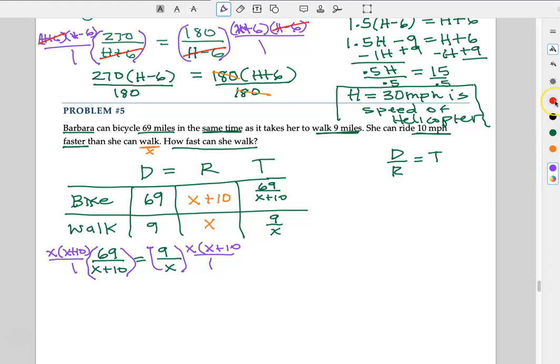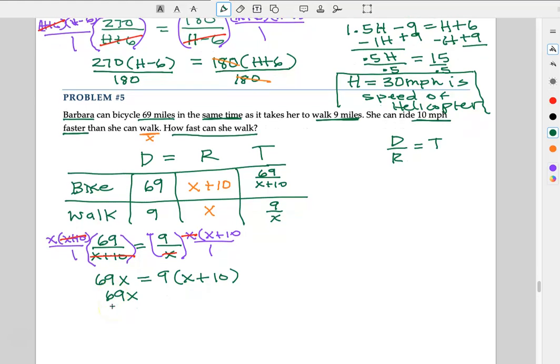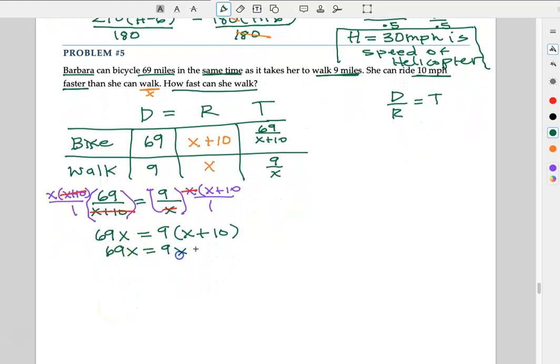Then let's kill off the denominators. The x plus 10 divides out with that, and this x divides out with this x, so we are left with 69x equals 9 times x plus 10. Let's distribute that through: 9x plus 90. Now let's subtract our 9x over this way. That leaves us with 60x equals 90.